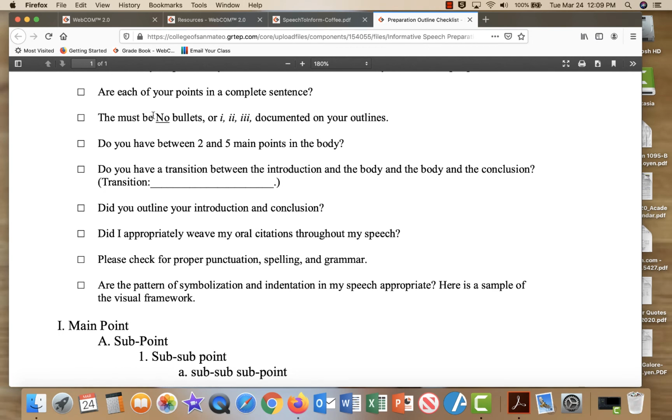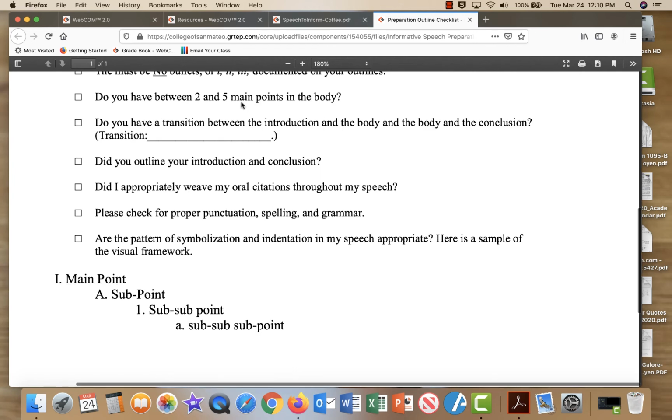Are each of your points in complete sentence? There must be no bullets or any of these italicized letters in our outlines. That is not part of our language. So when you have these kind of things, those got to be reassigned to the appropriate number or letter. Here, do you have between 2 and 5 main points? A common error that we make is that we have more than 5 main points, and with more than 5 main points, your audience is going to have a very difficult time following along.